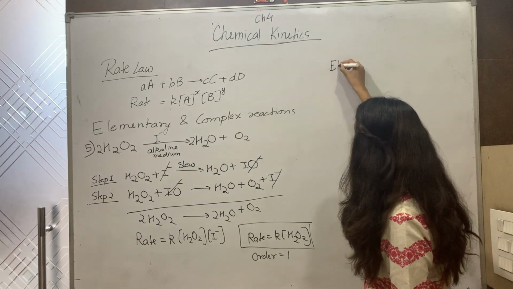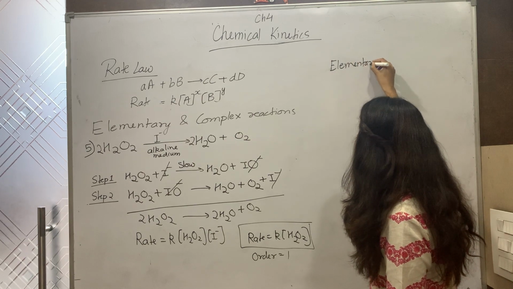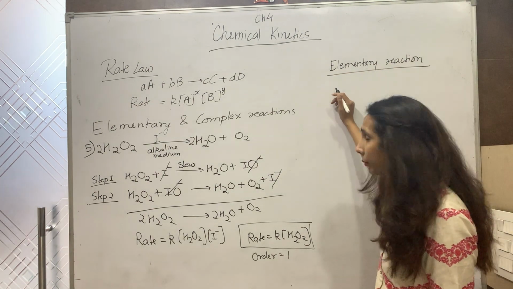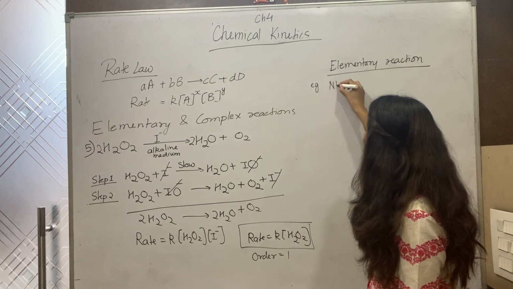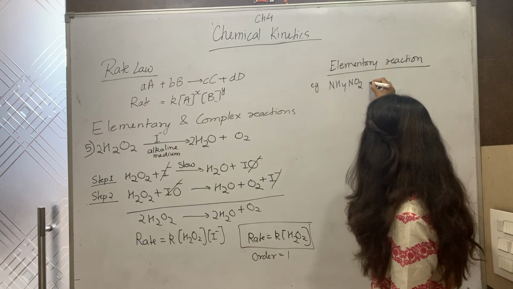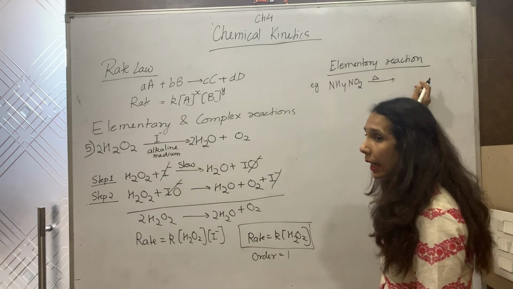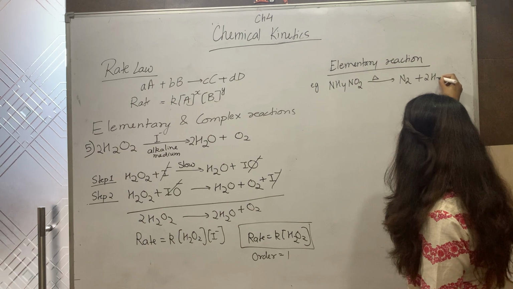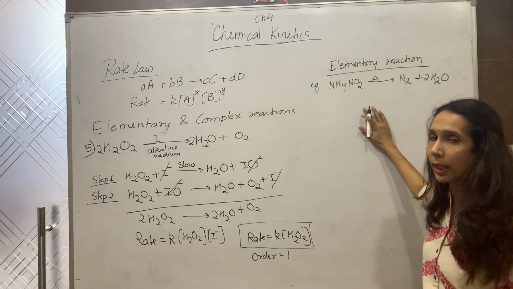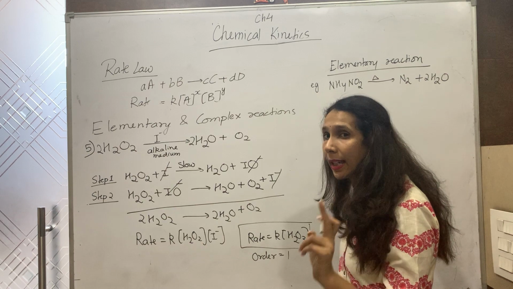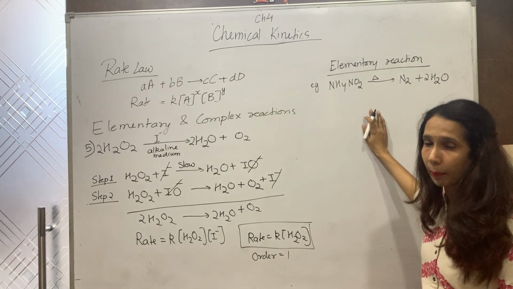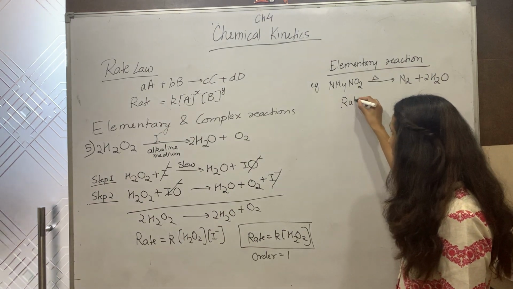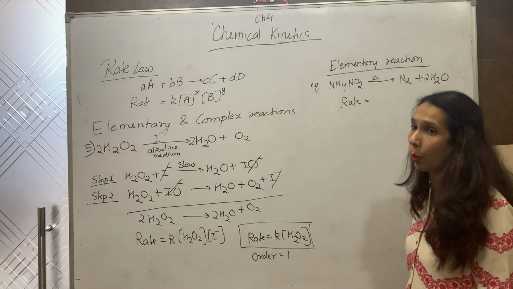So let us consider an elementary reaction. We have done that an elementary reaction is a reaction which takes place in one step. Let us take the example. NH4NO2, ammonium nitrite, when heated, decomposes to form N2 plus 2H2O. This reaction takes place only in one step. No intermediate is formed in this reaction. So I can write the rate law on the basis of this reaction only.